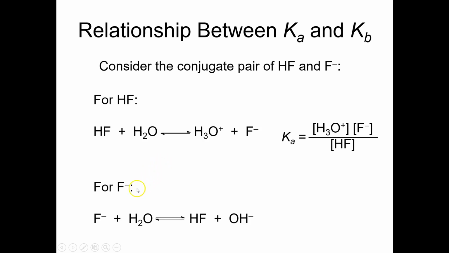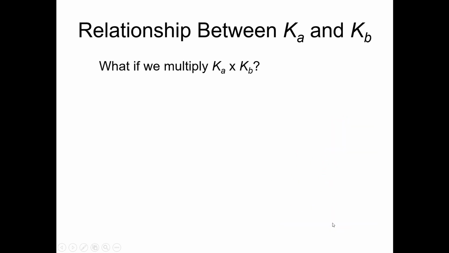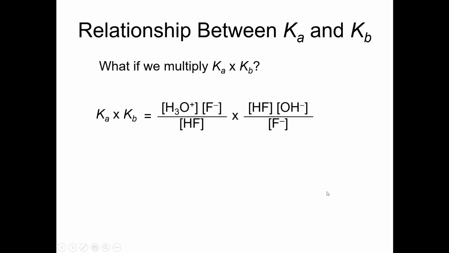For fluoride, its ionization reaction with water looks like this: fluoride plus water gives hydrofluoric acid plus hydroxide. If we write the Kb expression for that, it's going to be products in the numerator, reactant in the denominator. Once again, we're leaving water out because it's the solvent. Well, what happens if we actually multiply these two things together? If I multiply Ka times Kb, I am really multiplying their expressions together.